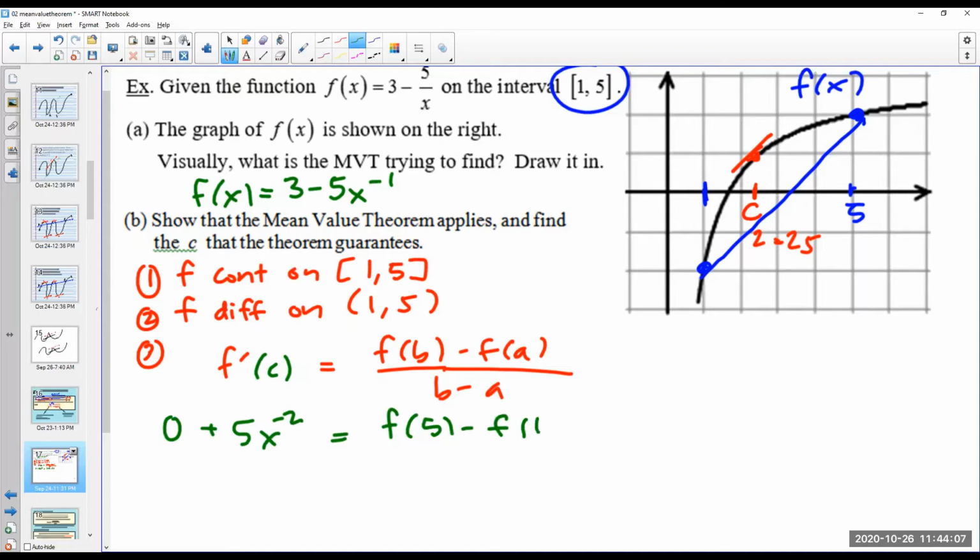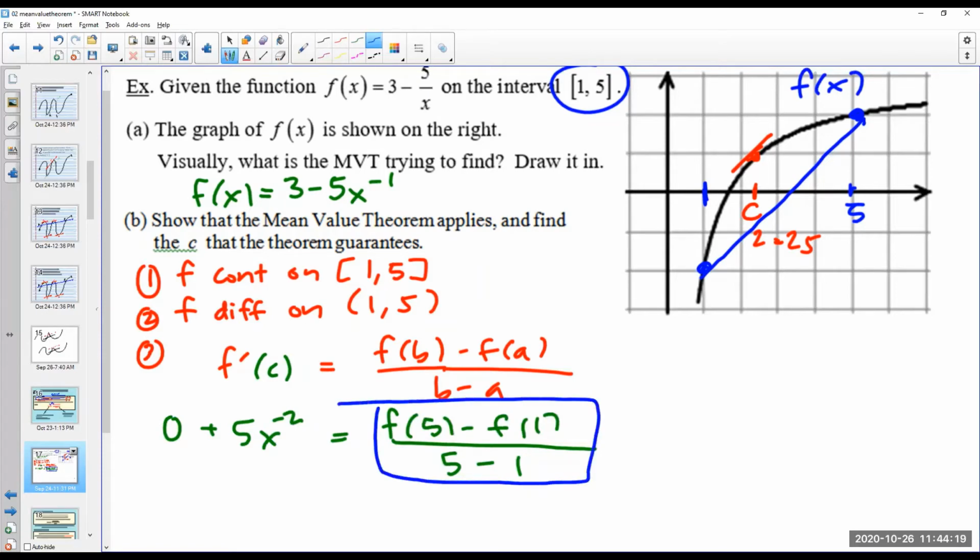Let's go ahead and plug it in just like that. Everywhere there's a b, I'm going to put 5. And everywhere there's an a, I'm going to put 1. Now, you guys notice that this really is just average rate of change. Do you remember that? We've tested on average rate of change before. So let's just go to the side of our paper and find average rate of change.